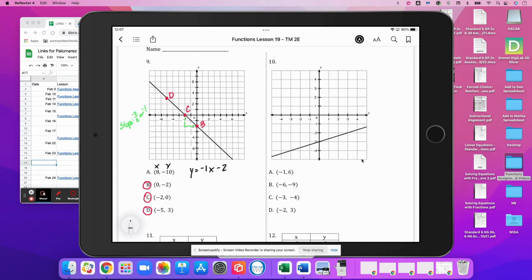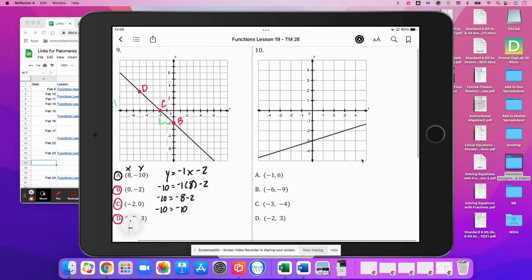Again, we have x here and y here. So negative 10 is equal to negative 1 times 8 minus 2. And negative 10 equals negative 8 minus 2. So negative 10 is equal to negative 10. So yes, A satisfies the function. All 4 of them this time. So I'll pause there for a moment and then go on to 10.